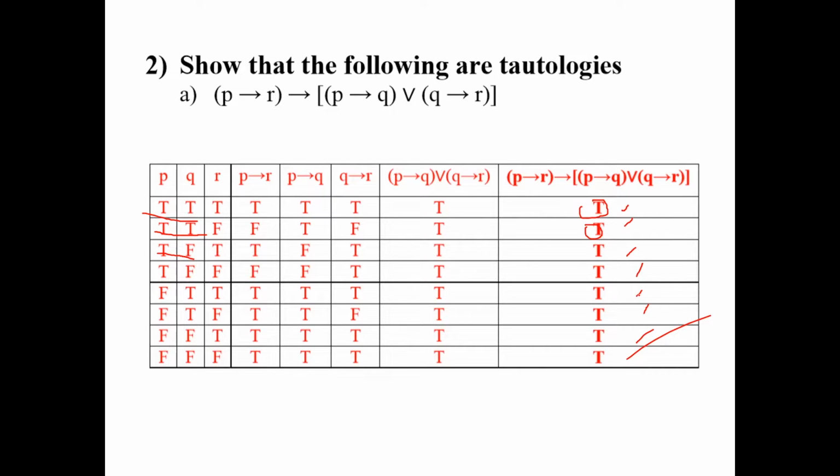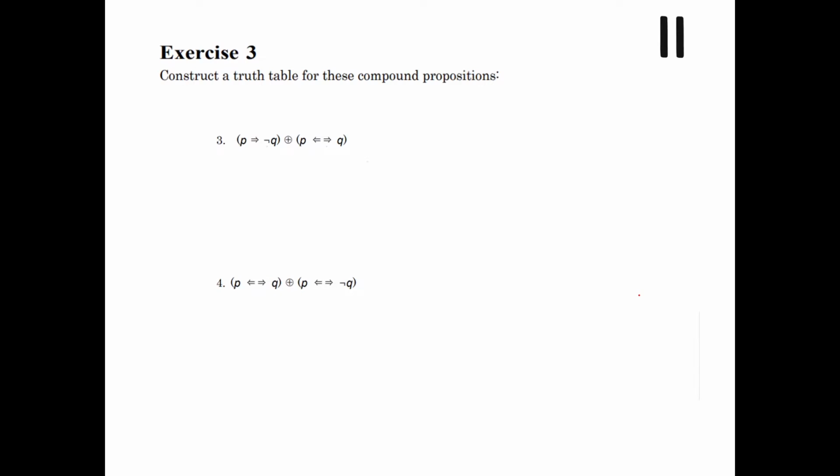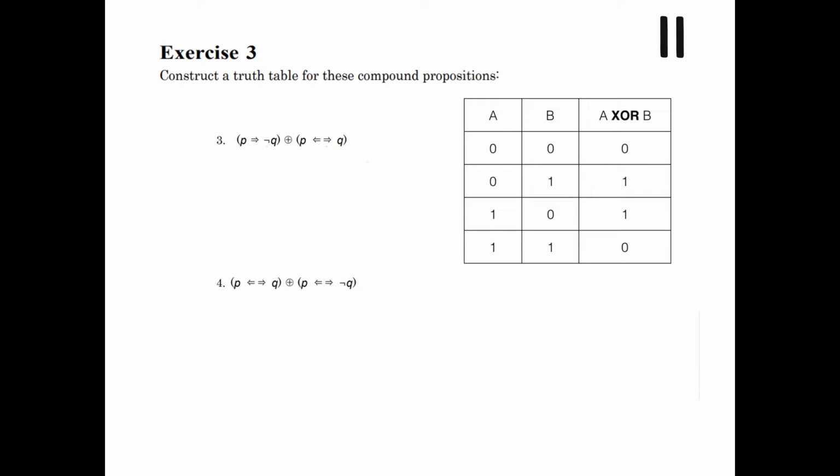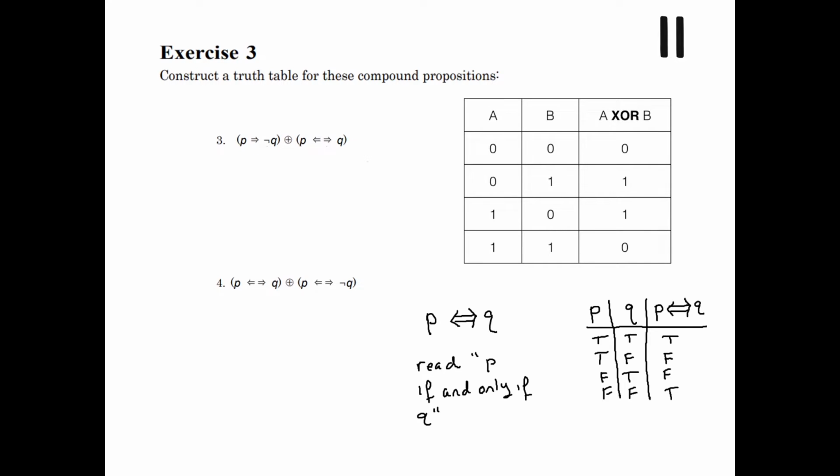Okay. Moving on. Construct a truth table for these compound propositions. You notice the pause button on the upper right? You're going to be solving this in a second, but I'm going to throw this here first. So you remember how XOR works, how the exclusive OR works, since we have it here. And I'm also going to throw in the equivalence, because you have here P is equivalent to not Q.